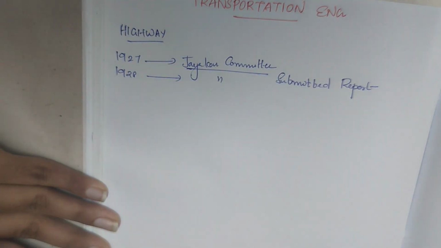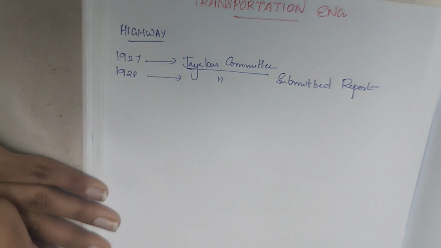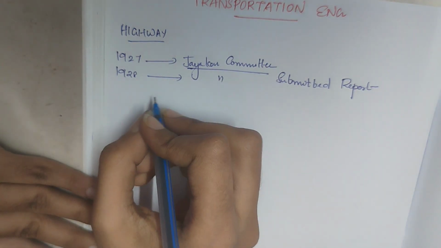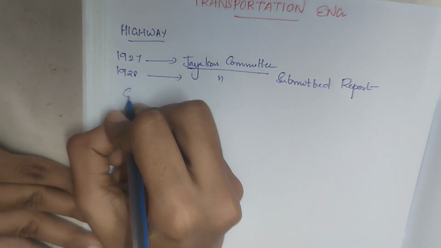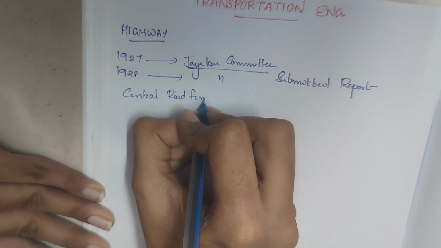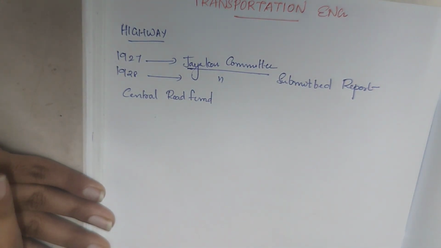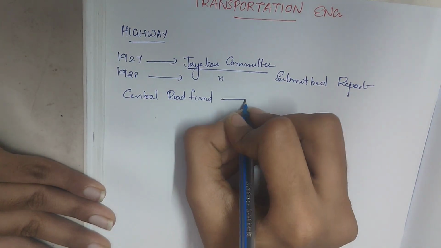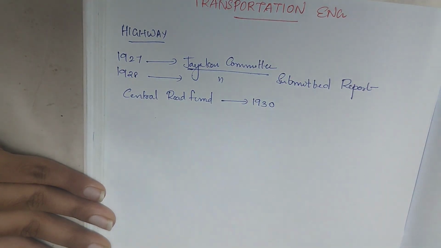So what were the recommendations of the Jayagar committee? It included: a tax was collected on the basis of purchase of fuel, which would be used for the development of road network. For the collection of this tax, Central Road Fund was formed in the year 1930.